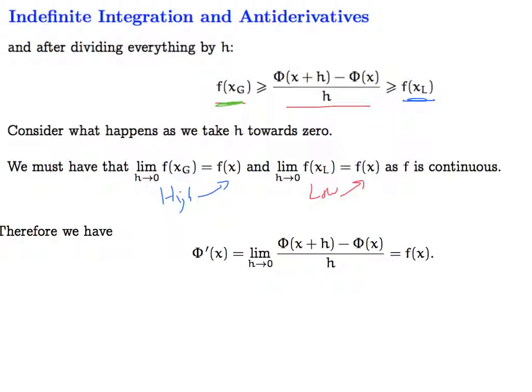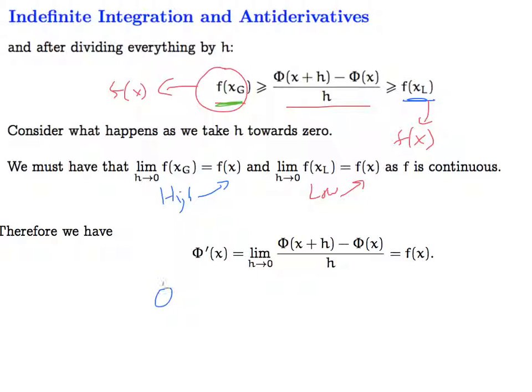So what we have then is that the derivative phi prime of x is equal to the limit as h approaches 0 of my difference quotient, which must equal f of x. That occurs because both the upper part goes towards f of x and this lower part also goes towards f of x, so it gets trapped in the middle there. And so really this is exactly what my theorem states.